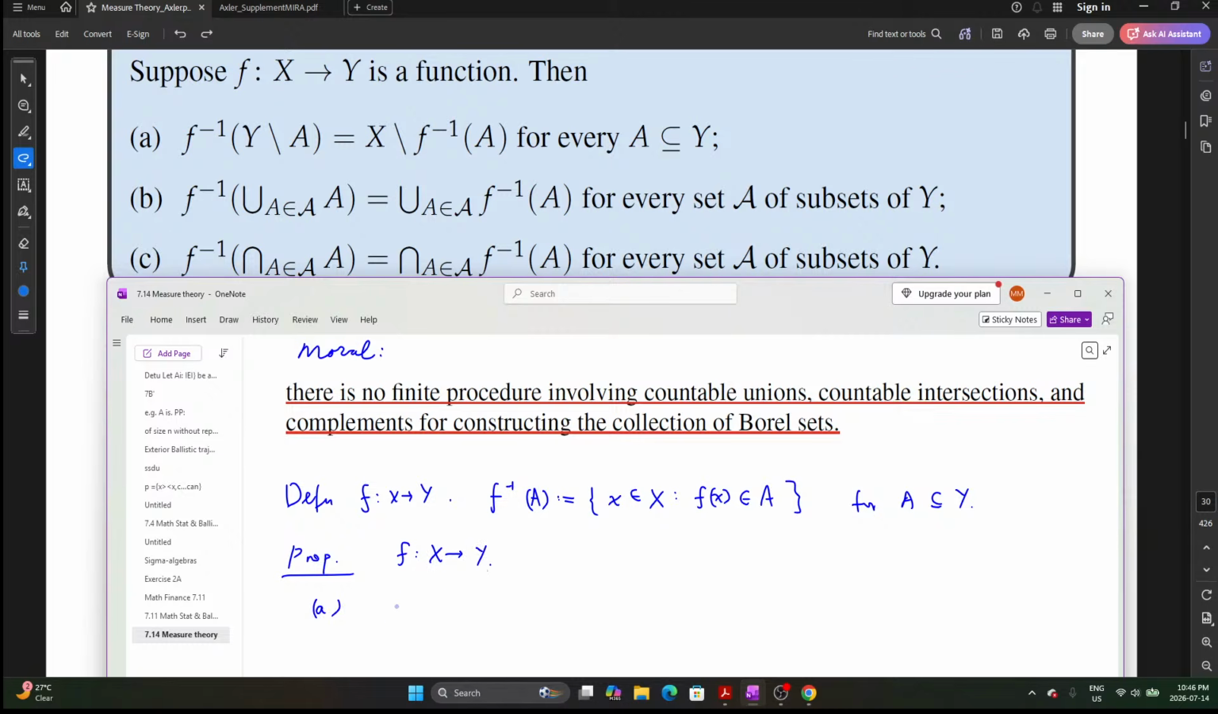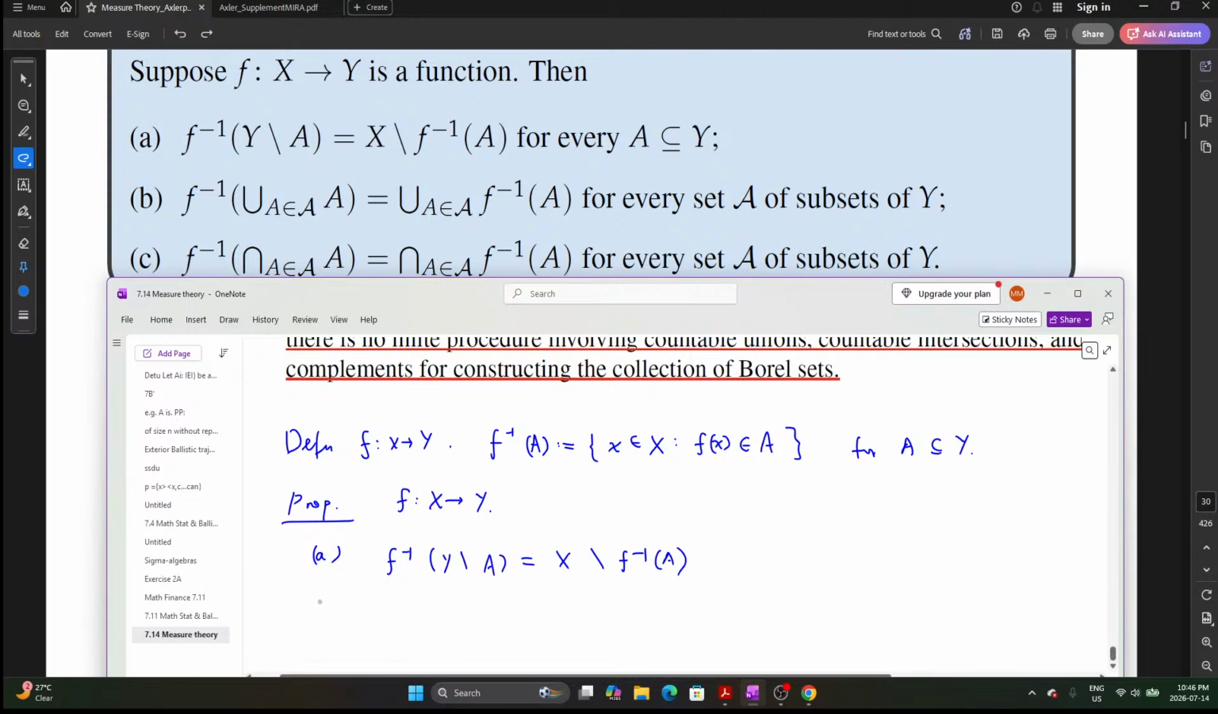One. f inverse of Y minus A, the complement basically, is X minus f inverse of A. The complement of the inverse image is the inverse image of the complement. We love that. B. f inverse of the union is the union of f inverse of A.